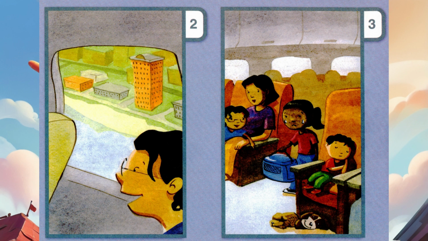Diego slept all the way to California. As they were leaving the plane, the captain said to him, "Nice job, little guy." Diego smiled, but he had no idea what the captain was talking about. He had slept through all the excitement. The end.